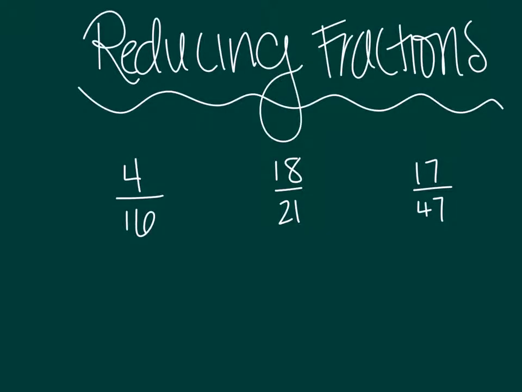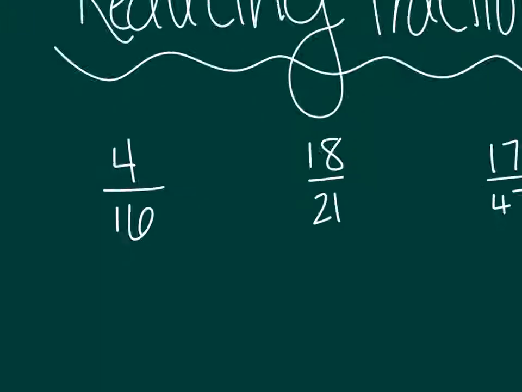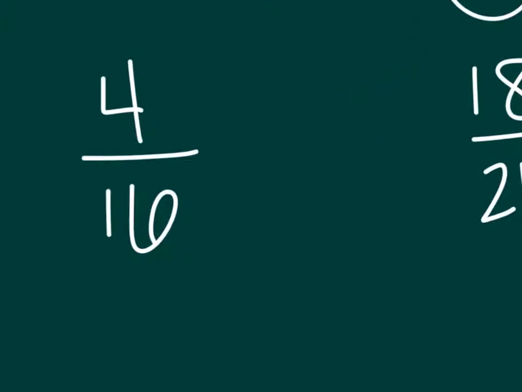Okay, so today we're going to be reviewing reducing fractions, and how we want to reduce fractions is by getting them to the most simplified form that they can be. And I have 3 examples here. If I look at our first example, what you want to find is a common factor. It can be any common factor. The easiest is to always find the greatest common factor.